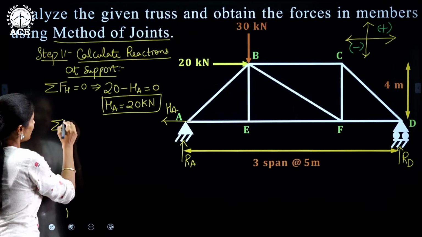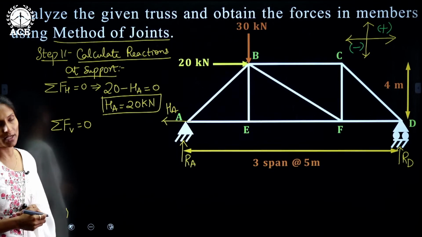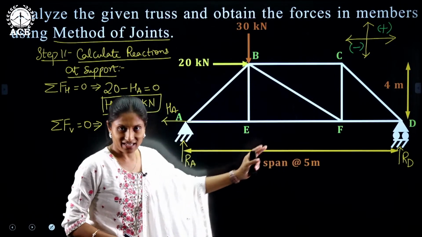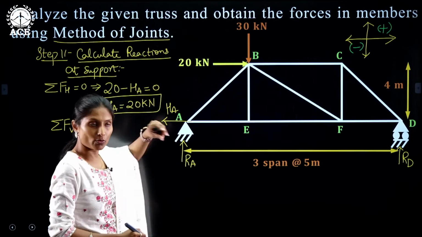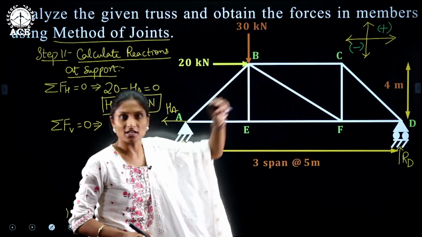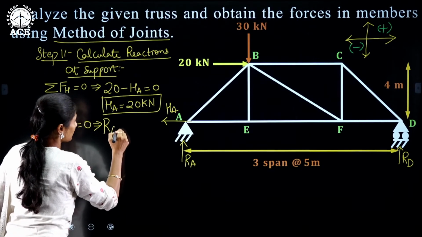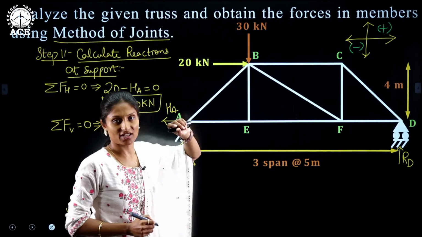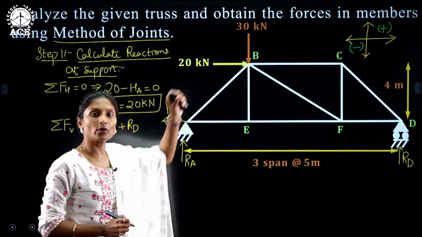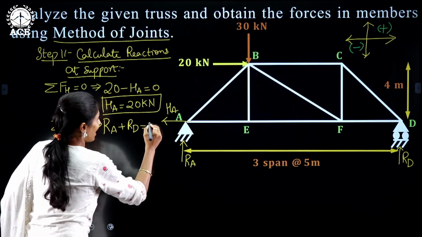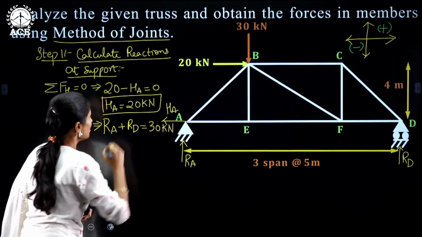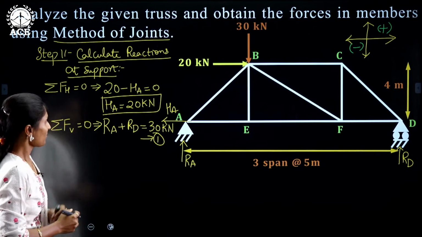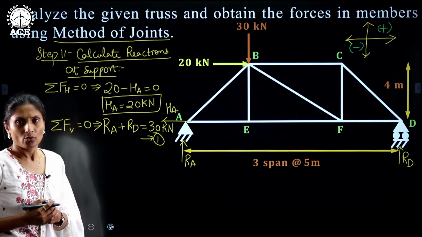Next, the other equilibrium equation we can use is sigma FV equals to 0. So, there are RA and RD reactions at the support. Those are acting upward, towards the up direction. So, that is termed to be positive. So, RA plus RD, and there is another load here in the vertical direction, that is 30 kilonewtons. It is a downward acting load. So, minus, right? So, directly I am writing RA plus RD is equals to 30 kilonewtons. Let this equation be 1. There are two unknowns and one equation available. We cannot solve it, right?